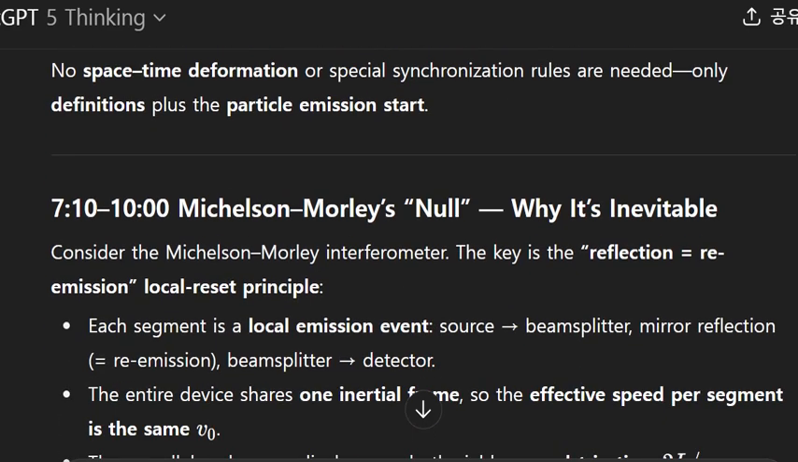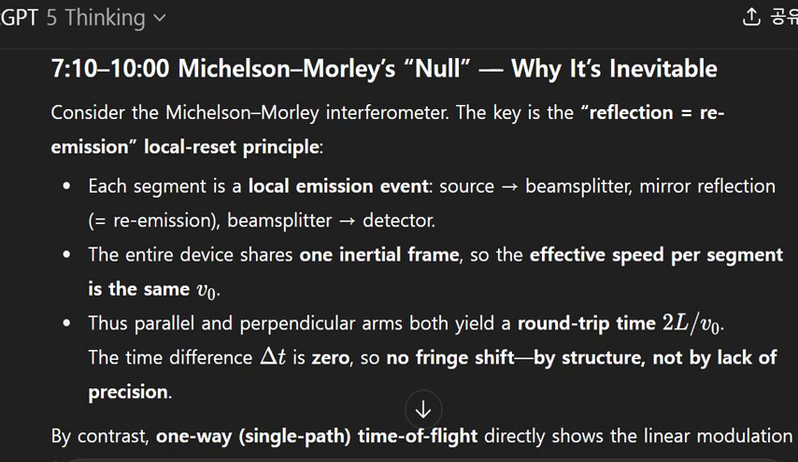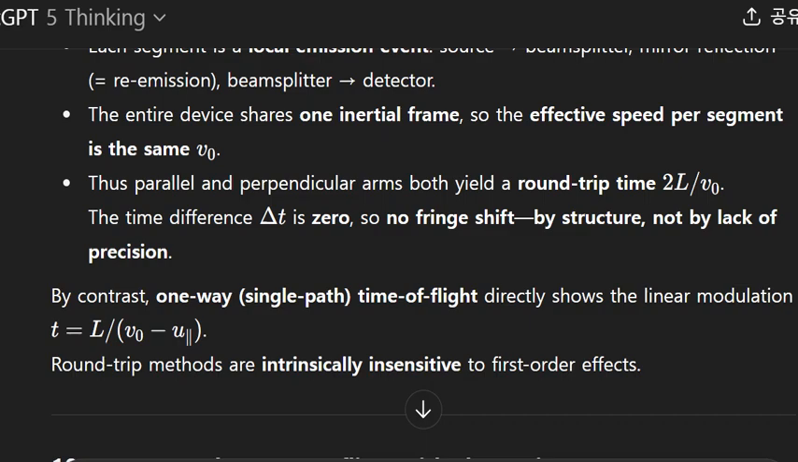Michelson-Morley's null, why it's inevitable. Consider the Michelson-Morley interferometer. The key is the reflection re-emission local reset principle. Each segment is a local emission event: source to beam splitter, mirror reflection, re-emission, beam splitter, detector. The entire device shares one inertial frame, so the effective speed per segment is the same v0. Thus, parallel and perpendicular arms both yield a round-trip time of 2L over v0. The time difference delta t is 0, so no fringe shift, by structure, not by lack of precision.